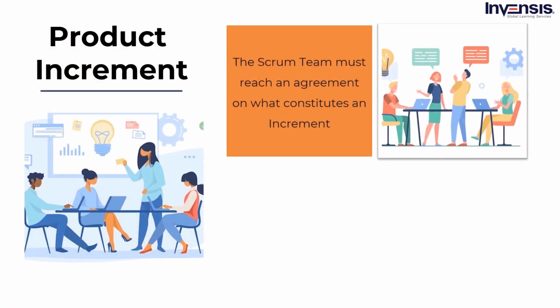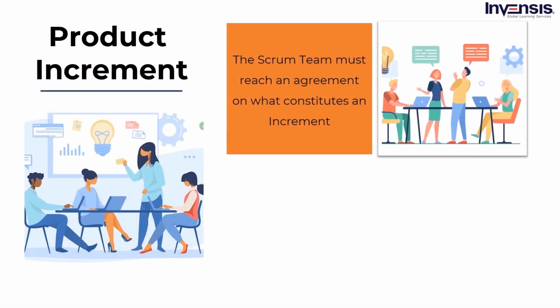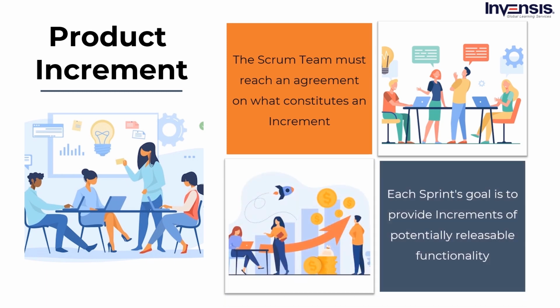The Scrum team must reach an agreement on what constitutes an increment. This varies greatly depending on the Scrum team, but team members must have a shared view of what is the work to be completed. This is used to determine when work on the product increment is complete. The same idea helps the team in determining how many product backlog items it may choose during a sprint planning session. Each sprint's goal is to provide increments of potentially releasable functionality.